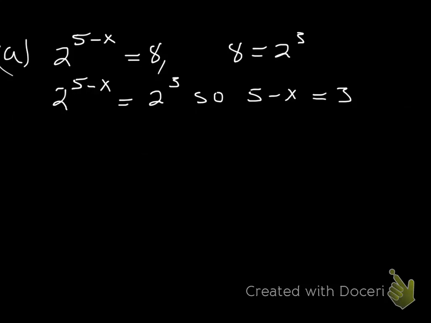Alright, now we're going to solve for x. We're going to subtract 5 from both sides, and then we are going to divide by -1. And we get x is equal to 2. So notice how we were solving for an exponent there. When we're solving for an exponent, we want to get the bases to look the same, and then we can equate the exponents.